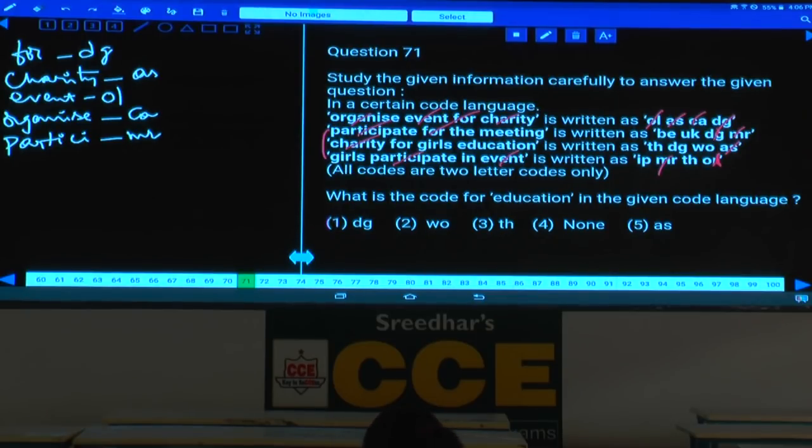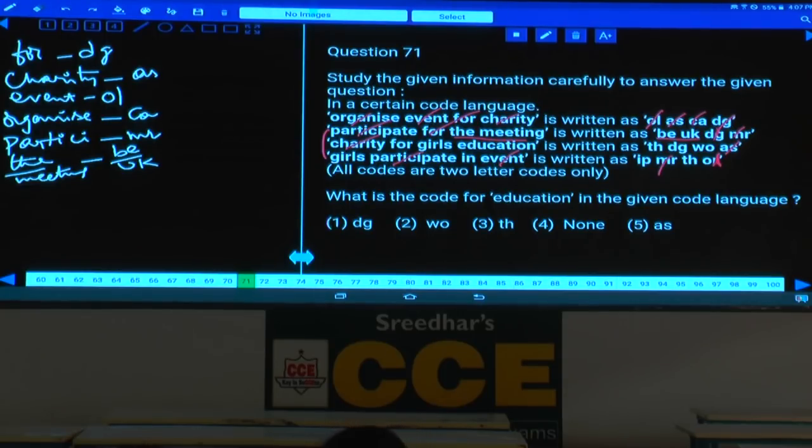Now, what is the code left over? What are the words left over here? The and meeting are the two words left over. As the and meeting are left over, what are the codes left over? Tell me. The codes left over are BE, UK. BE and UK in any order. The and meeting, the codes could be BE, UK.